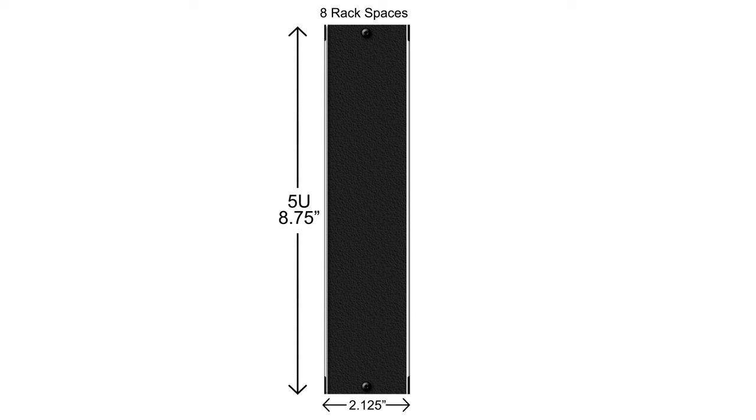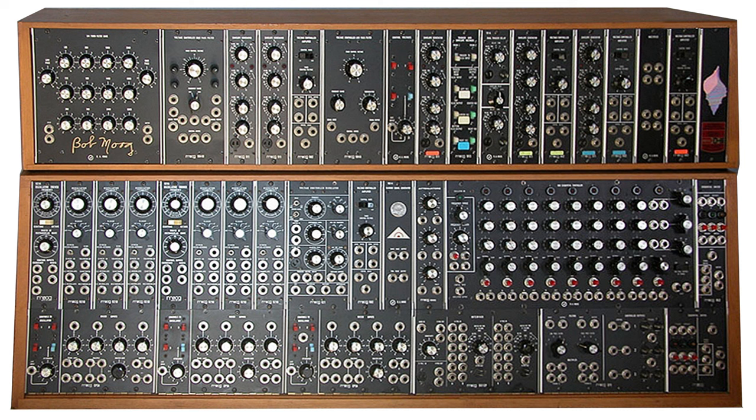And finally, Dr. Moog created something for all of us suffering from a bit of OCD and anal retentiveness, the Moog unit. A panel convention, 5U, that's 8.75 inches tall, and 8 rack spaces, 2.125 inches wide. This allows for nice, neat-looking configurations of modules, which is our next term to explore.